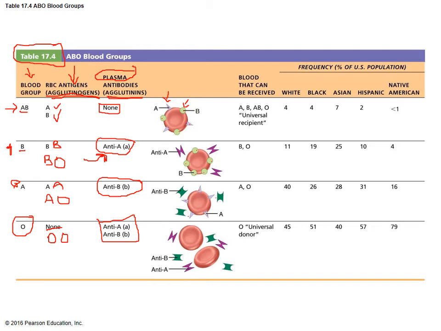And what we see happening is that if we migrate over to this column right here, we can see that when it comes to blood transfusion, you can always receive the blood type that you are. So if you're AB, you can receive AB. If you're B, you could receive B. A can get A, and O can get O.